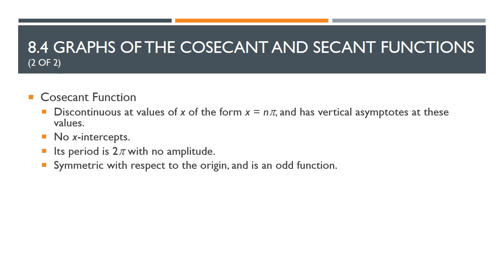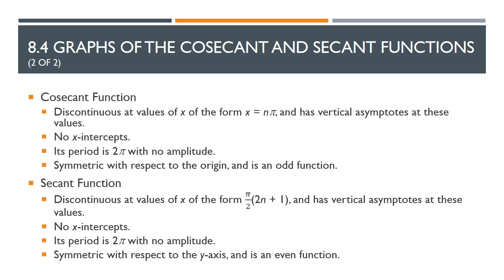Okay, so summing up the cosecant function, it is discontinuous at values of x in the form of x equals n pi, so 0, pi, 2 pi, 3 pi. It has vertical asymptotes at these values. And again, those are the values where the sine is 0. There are no x-intercepts. It will not come in contact with the x-axis. It has a period of 2 pi, but it has no amplitude. And like the sine function, it is symmetric with respect to the origin, which means it is an odd function.